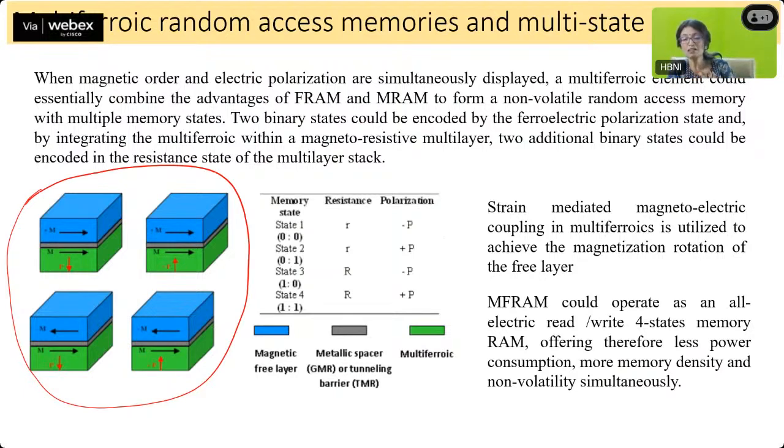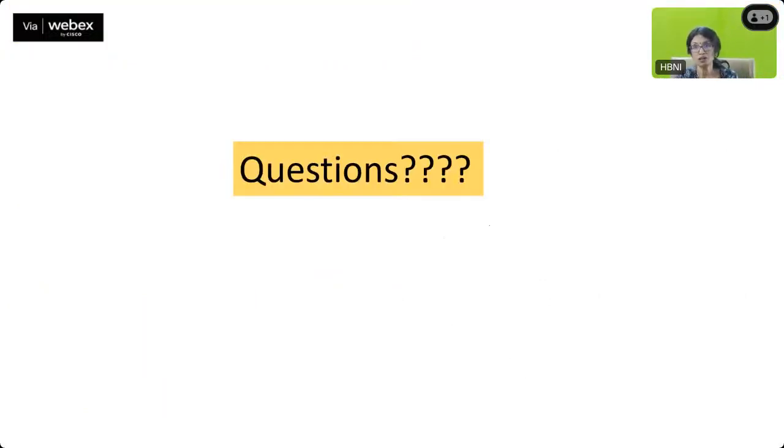So strain-mediated magnetoelectric coupling in multiferroics is utilized to achieve the magnetization rotation of the free layer. So what you have in this case, MFRAM could operate as an all-electric read-write four-state memory RAM, offering therefore less power consumption, more memory density, and non-volatility simultaneously. So this is, in a nutshell, how your multiferroic random access memory and multi-state memory is going to work. So today's class we will end over here.